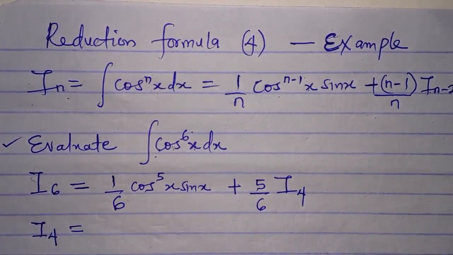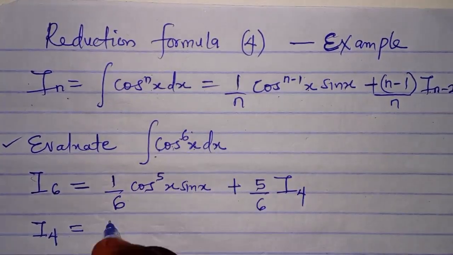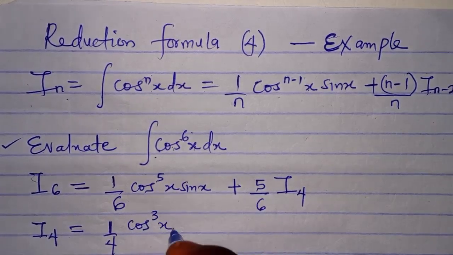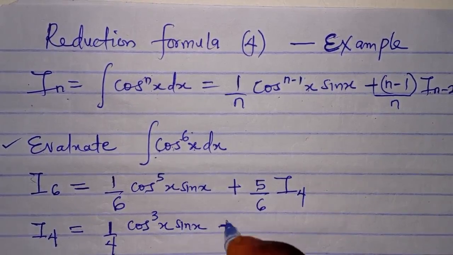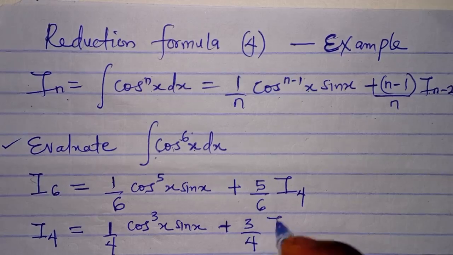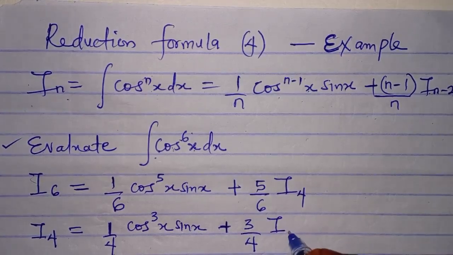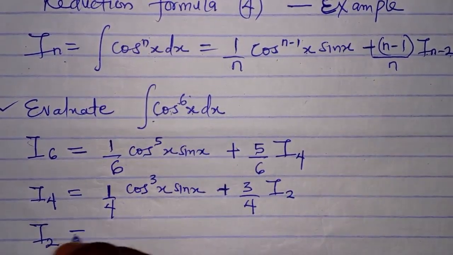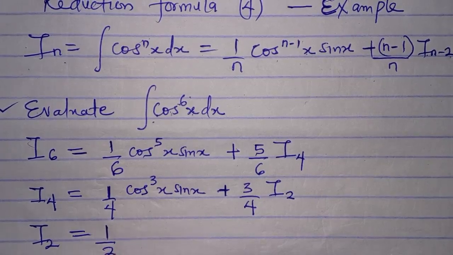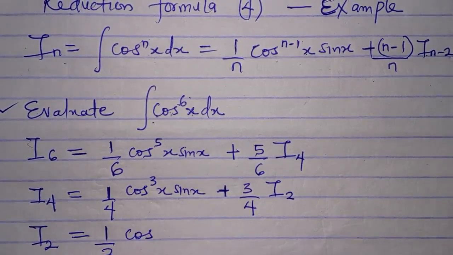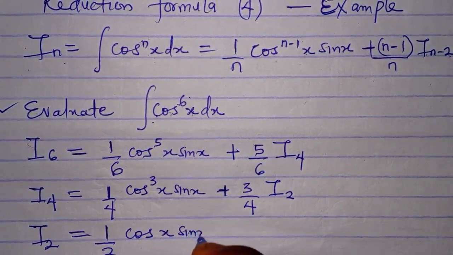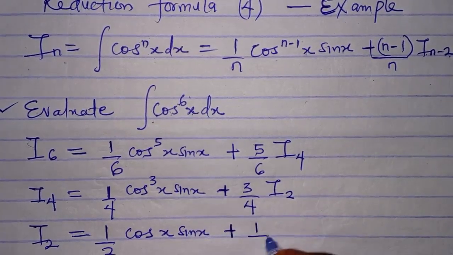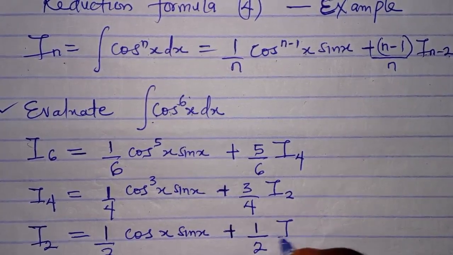I4 will be equal to, using the same formula, 1 over 4 into cos 4 minus 1, which is 3, that will be 3 over 4 I sub 4 minus 2, which is 2. I2 is 1 over 2 into cos 2 minus 1, which is 1, x sine x, plus 2 minus 1 is 1, so that will be 1 over 2 I naught.